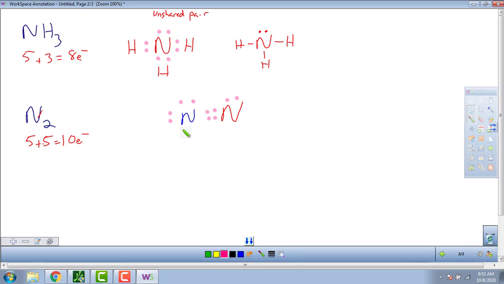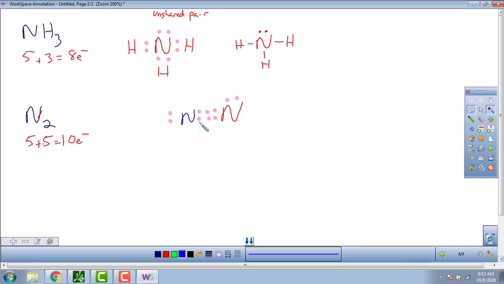Now I see nitrogen blue has 2, 4, 6, 8. But red only has 2, 4, 6. Red needs 2 more. So let's take from blue and put them in the shared zone. So I'll take these 2 and put them in the middle. And so now blue nitrogen has 8, 6 in the middle plus 2 of its own, and red nitrogen has 6 plus 2 of its own. So they both have 8.